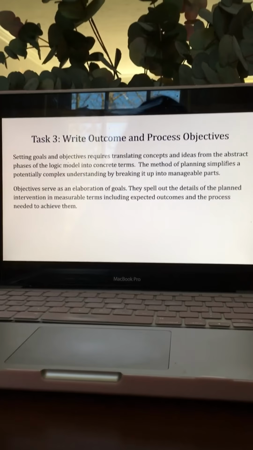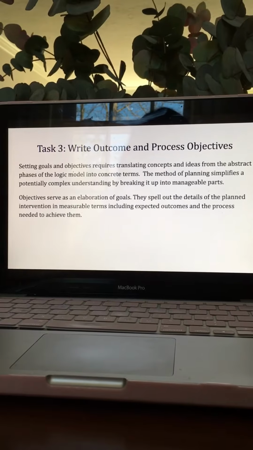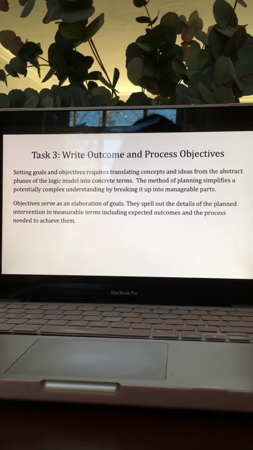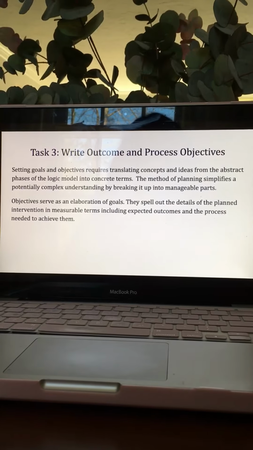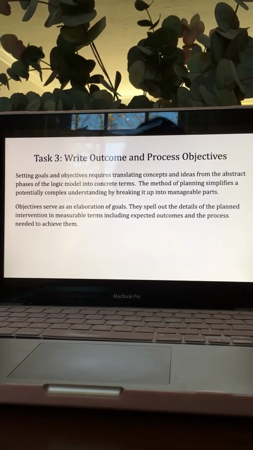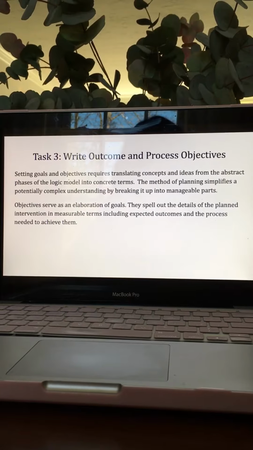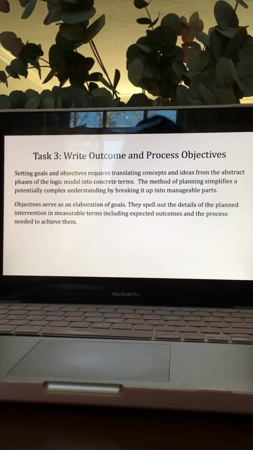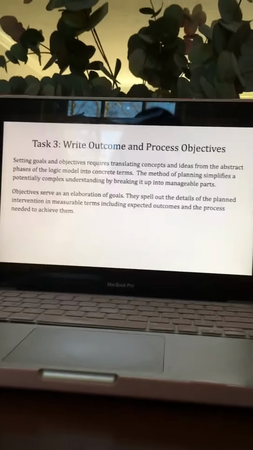The third task is to write outcome and process objectives. Setting goals and objectives requires translating concepts and ideas from the abstract phases of the logic model into concrete terms. The method of planning simplifies a potentially complex understanding by breaking it up into manageable parts. Objectives serve as an elaboration of goals. They spell out the details of the planned intervention in measurable terms, which includes our expected outcomes of the problem and the process needed to achieve them. Then we'll talk about process objectives later in the slides.